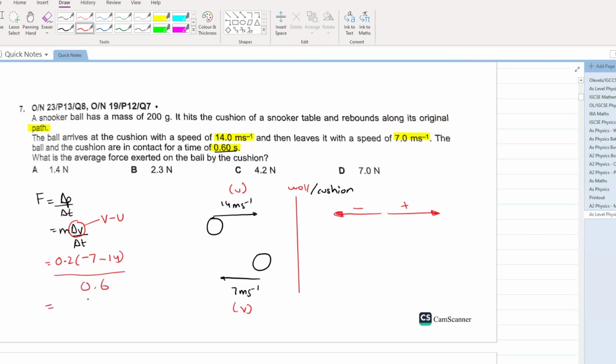Your answer comes out to be 7 Newton. Please remember, change in velocity is final velocity minus initial velocity. Since final velocity is acting towards the left, it will have a negative sign. Since initial velocity is acting towards the right, it will have a positive sign. Simple. Let's further move ahead.